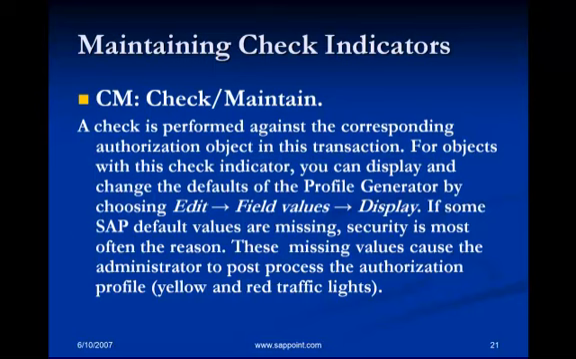If some SAP default values are missing, security is most often the reason. These missing values cause the administrator to post-process the authorization profile. This is basically with the objects with yellow and red traffic lights. But check maintain are the objects which are absolutely deemed to be needed by the transaction, and that's why these objects come into the role automatically with whatever default values you have maintained in SU24 for each object.